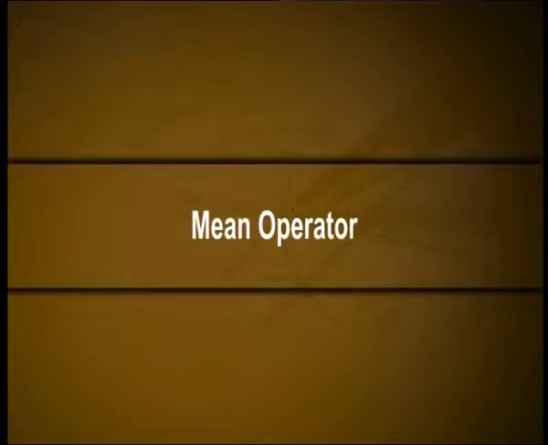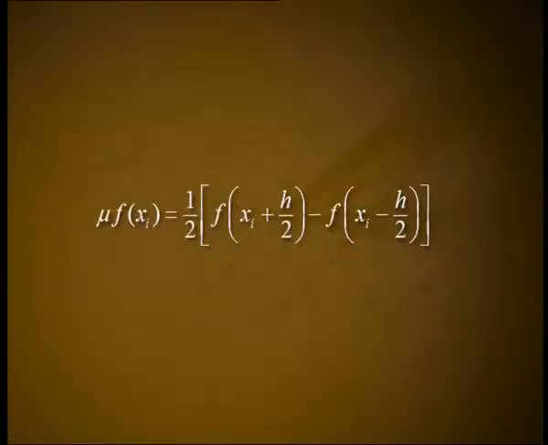Mean operator μ. The mean difference operator μ for a function f(x) at xi is defined as μ f(xi) = 1/2 [f(xi + h/2) + f(xi − h/2)], where h is the interval of differencing.